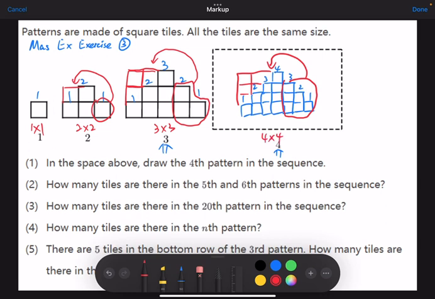Okay, so that means the number of tiles in the 5th pattern will be a 5 by 5 square, so it's 5 squared, 25 tiles. And the 6th pattern, the same, 6 squared, which is 36 tiles. Okay, that is question number 2. And then question number 3, how many tiles are there in the 20th pattern?